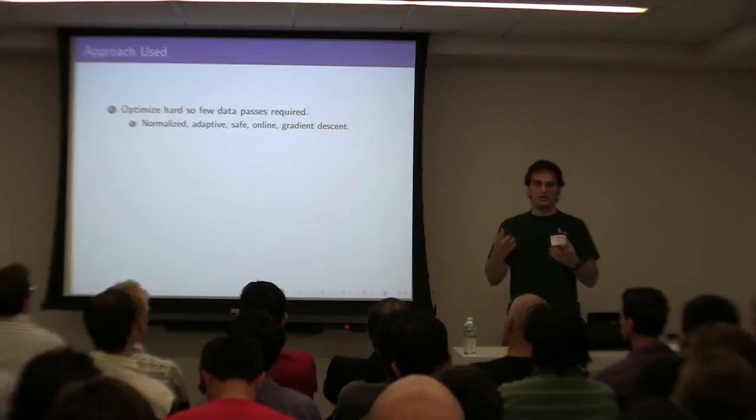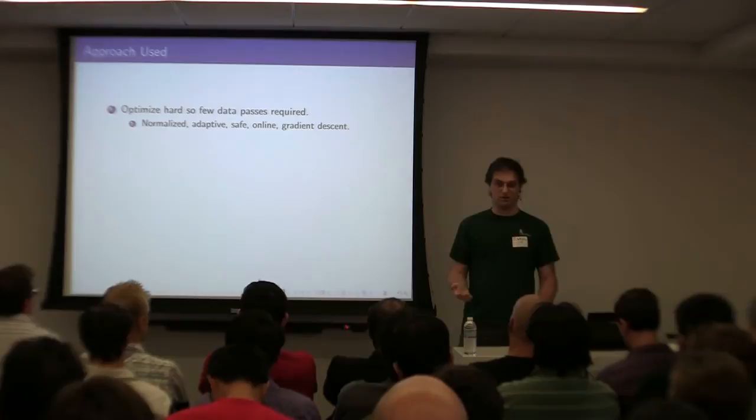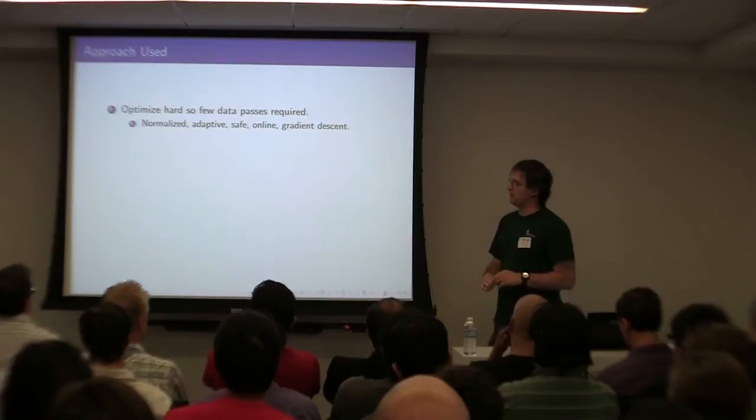So the key thing that you want to do is minimize the number of iterations through smart algorithms. We could easily have a dumb algorithm that needed to go over the data many times in order to get to a good solution. But we want to try to minimize that as hard as we can. So we have our online learning rule.